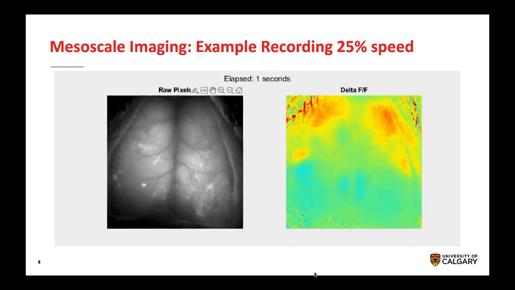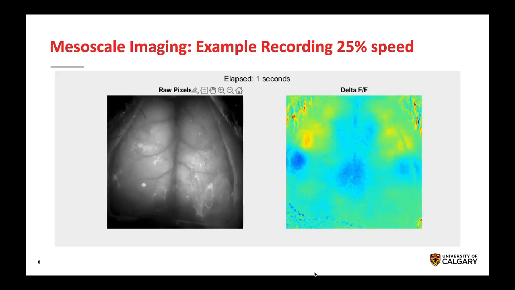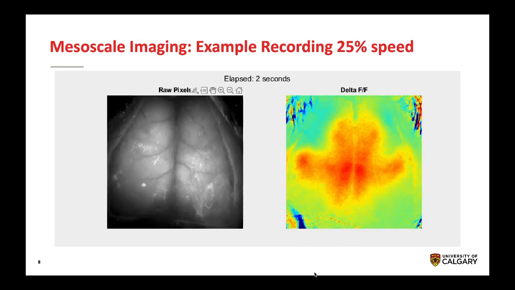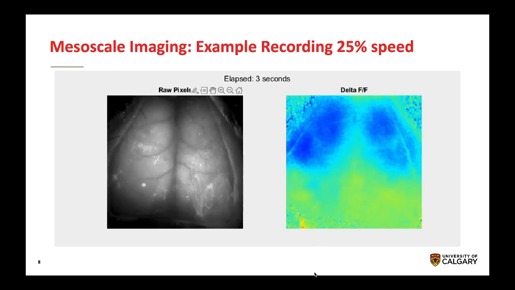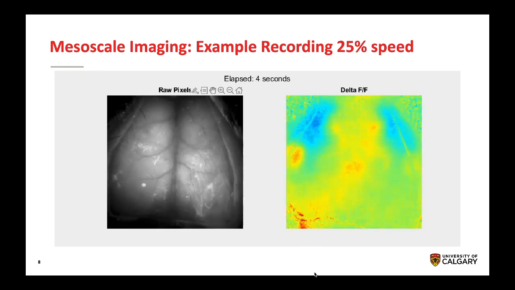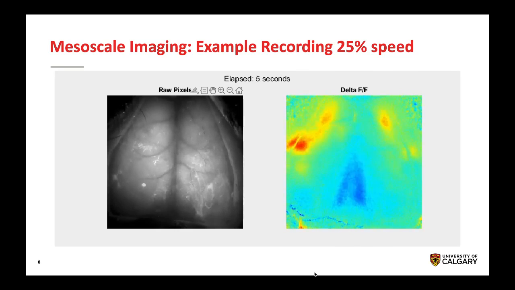On the left are raw pixel values, and on the right are those pixel values expressed as a delta F over F. Clearly, there are structured dynamics in resting state cortical activity, and one simple question is, how is the activity in major afferent and efferent subcortical regions related to these ongoing cortical dynamics?